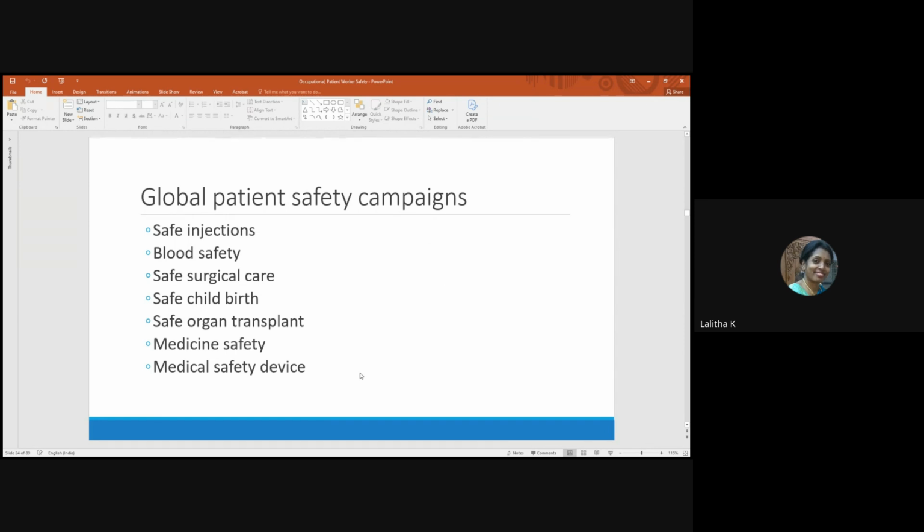At the global level, there are a lot of patient safety campaigns going on, and there are so many things which we are looking at: safe injections, blood safety policy, safe surgical care, safe childbirth, safe organ transplant, medicine safety, and medical device safety.